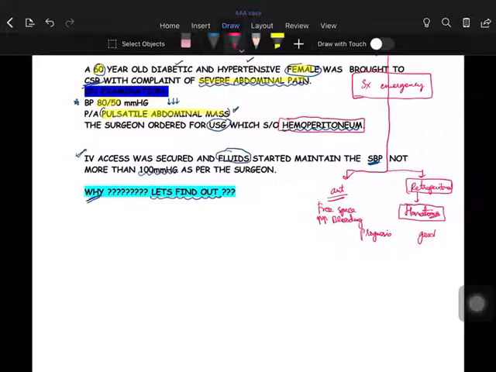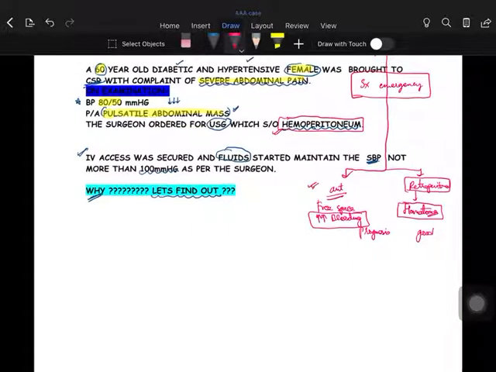As we have seen on USG that there is hemoperitoneum, which is an anterior bleed, which is a more severe bleed, and many times the patient does not reach the hospital and dies during the transport of the patient. So you see that the IV access was made and the fluids were given to maintain the SBP.